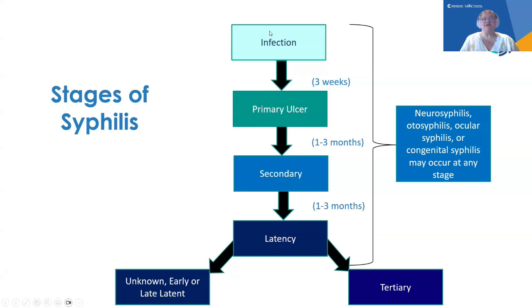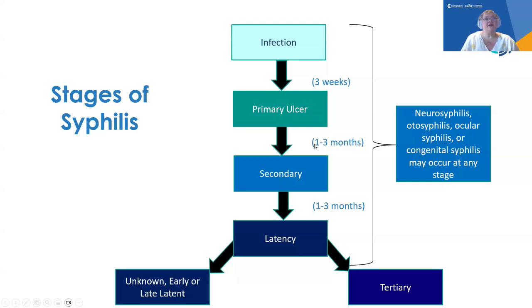So the stages: you start with infection, where you are exposed to a sore, an ulcer, or something that's infectious. Then about 3 weeks after you're exposed, you develop a primary ulcer. After that primary ulcer, if it's not treated, it goes away on its own. So it may be missed. They may not even know they have the primary chancre or the ulcer. But if they do know it, it goes away on its own and they think, yay, I don't have to worry about that.